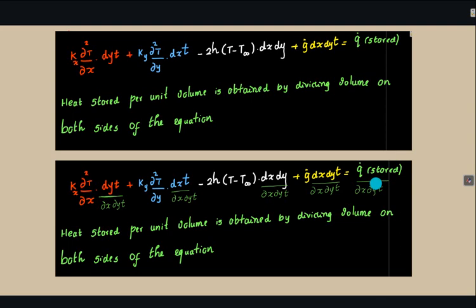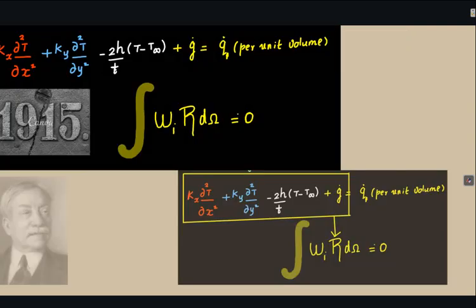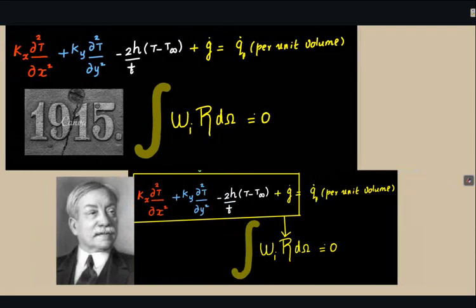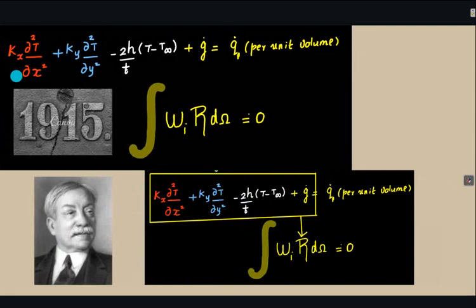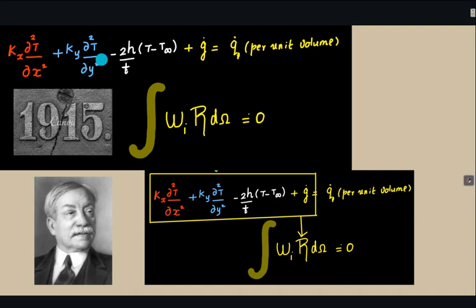Let us look at the final differential equation that you are going to get, which is kx into ∂²T by ∂x squared plus ky into ∂²T by ∂y squared minus 2h divided by thickness into (T minus T infinity) plus g dot is equal to the quantity of heat that is stored per unit volume. So that's the governing differential equation.